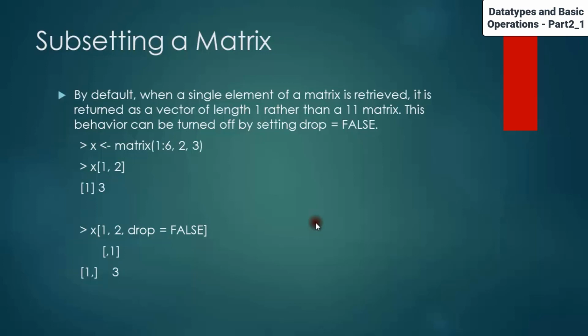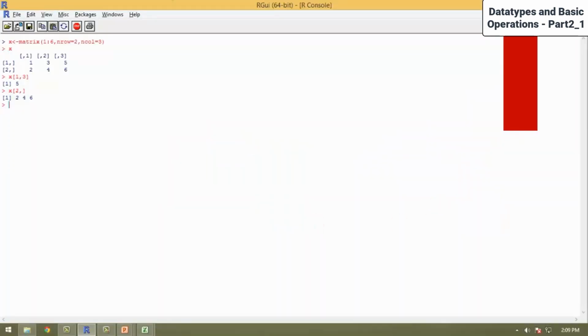This can be turned off by using a setting called drop, and if this drop setting is mapped as false, the value returned will be a matrix as well. For example, in the same example that we saw earlier, we extracted x of 1 comma 3, which is 5. Now let's say I want to extract the same.